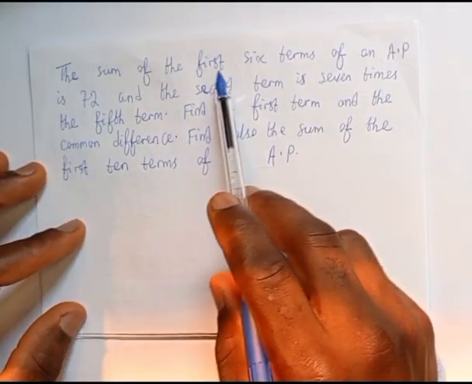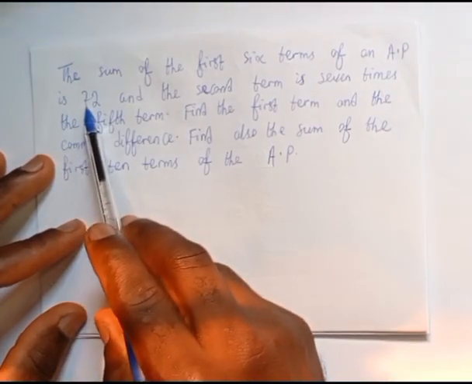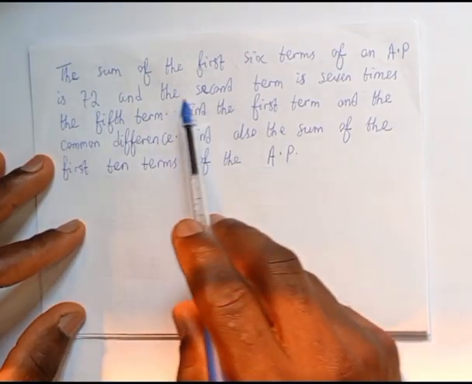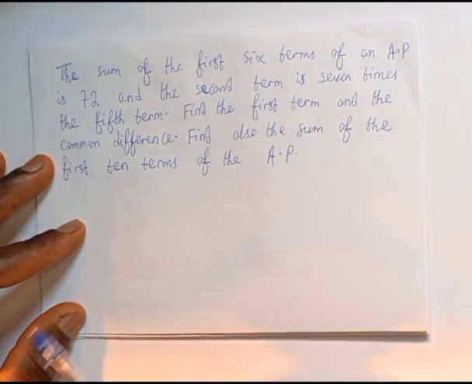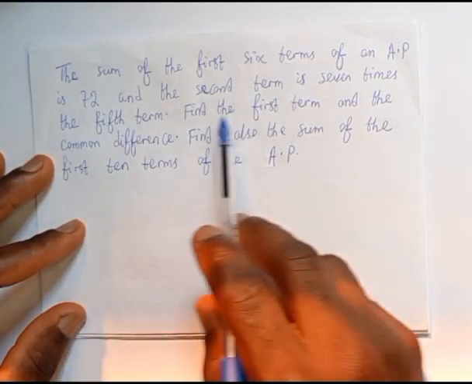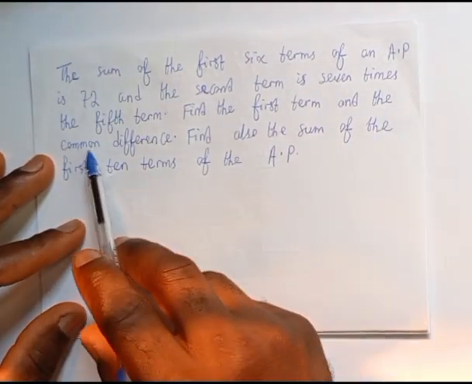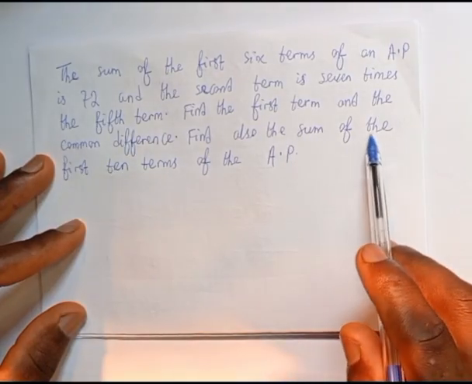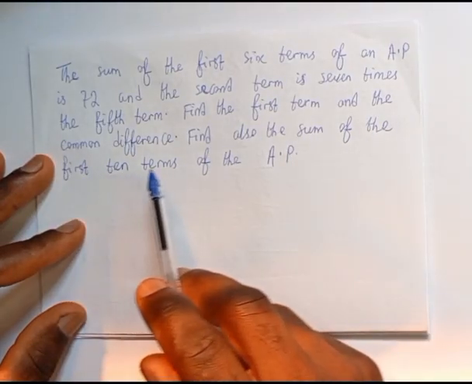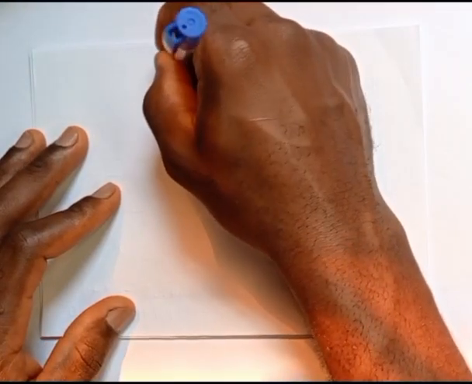The sum of the first 6 terms of an AP is 72, and the second term is 7 times the 5th term. Find the first term and the common difference. Find also the sum of the first 10 terms of the AP. Take down solution.